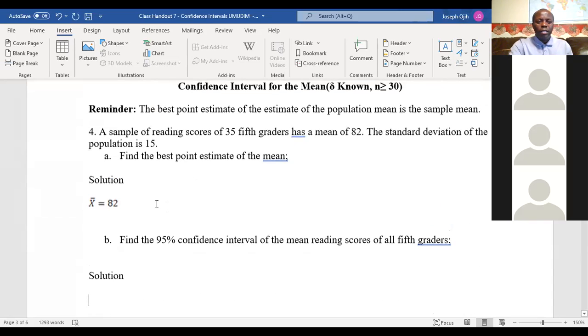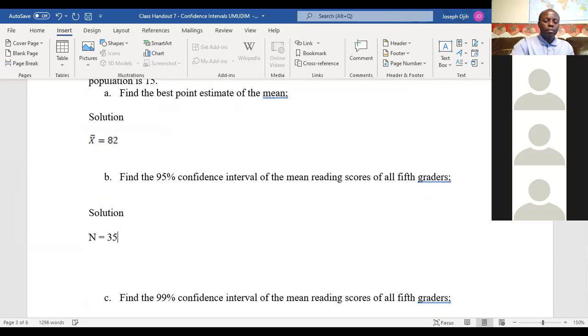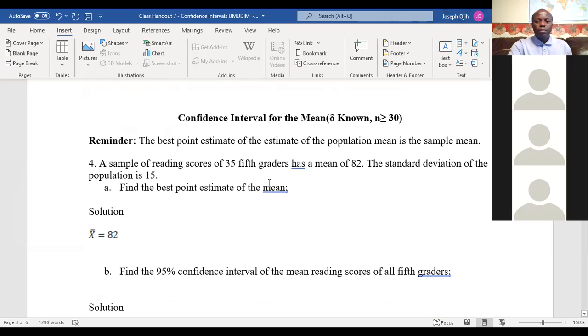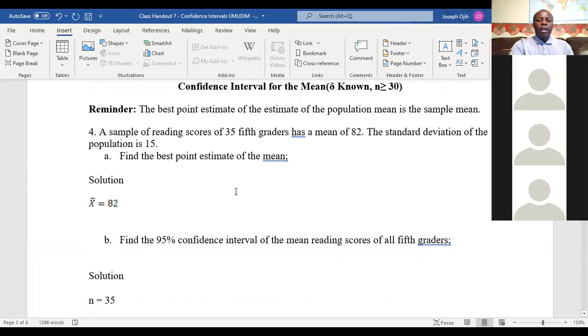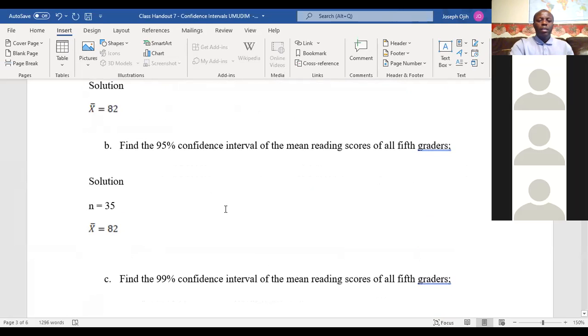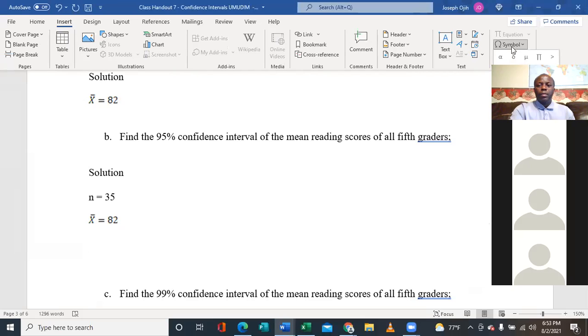Now, first of all, it said a sample of 35 fifth graders, so our sample size is 35. And it says the sample mean is 82. Copy it and put it here. Then the standard deviation of the population is 15, so you put the standard deviation as 15. Sigma equals 15.